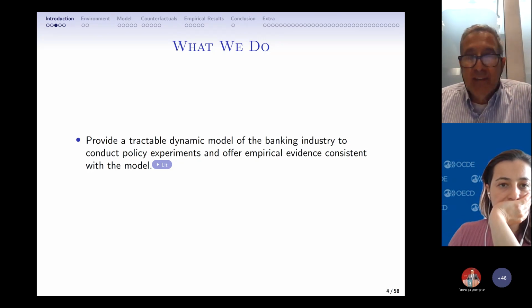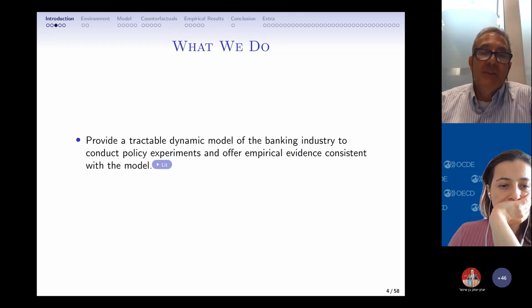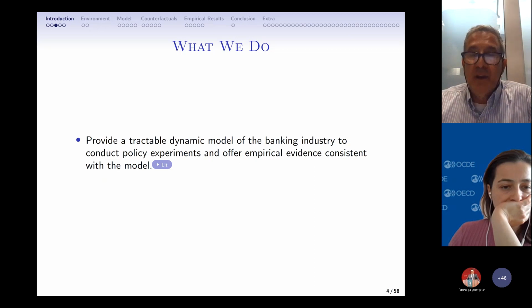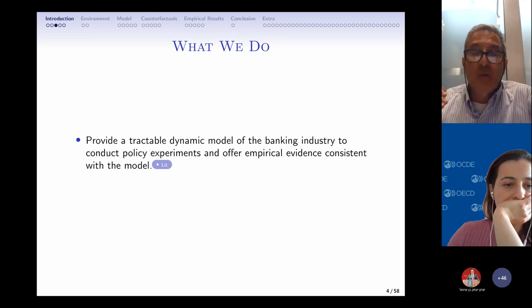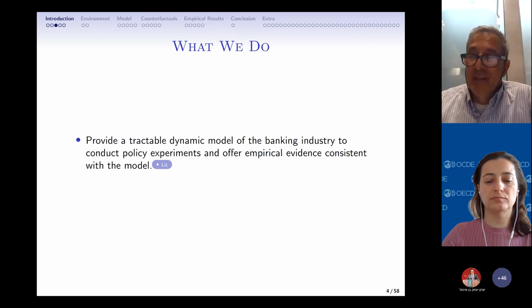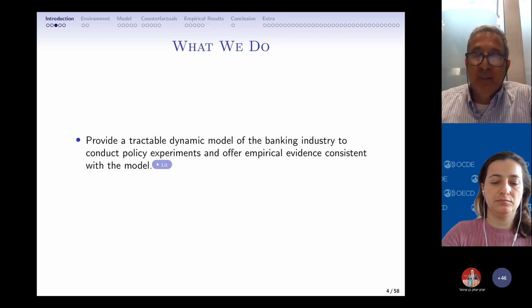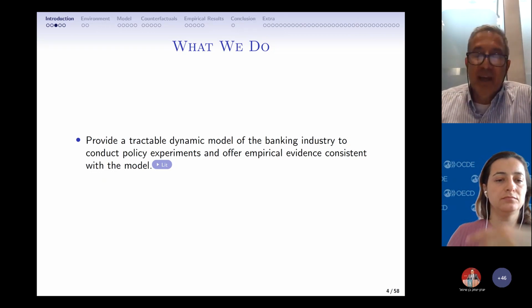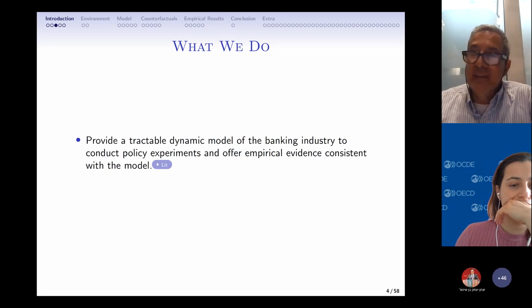So what do we do in this paper? We provide a very tractable, dynamic model of the banking industry and use it to conduct policy experiments. And Ross is an amazing empirical financial development guy, and so he has constructed a really cool data set that we're going to use to test some of the predictions of the model.